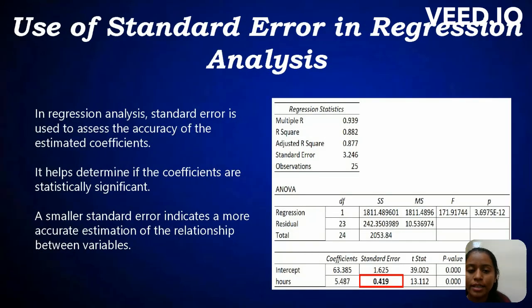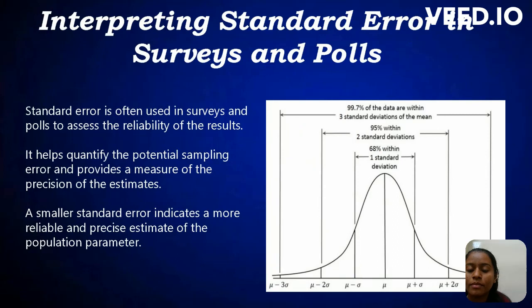Uses of standard error in regression analysis. In regression analysis, standard error is used to assess the accuracy of the estimated coefficients. It helps to determine if the coefficients are statistically significant. A smaller standard error indicates a more accurate estimation of the relationship between variables.